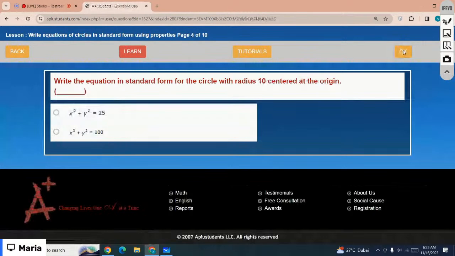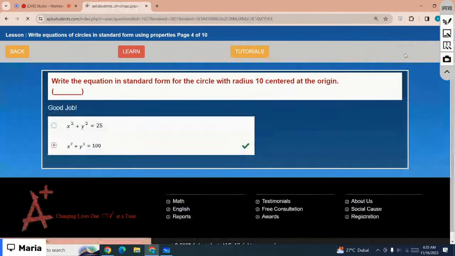Okay, write the equation in standard form for the circle with radius 10 centered at the origin. So which is the correct option? The radius is 10, right? And the center is the origin, so the option is x squared plus y squared equals 100.